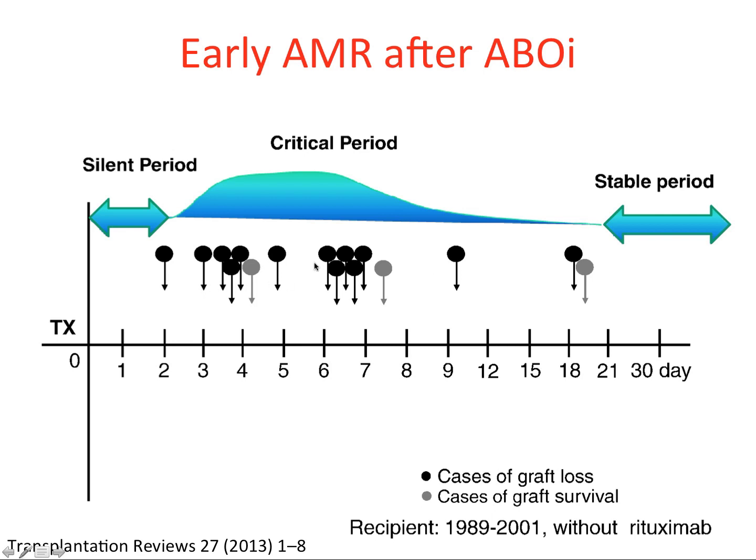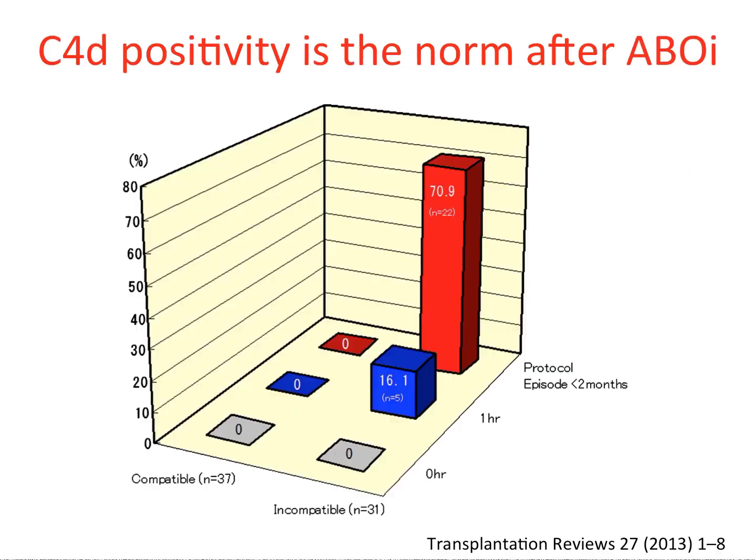And in this review, they describe a sort of critical period after ABO-incompatible transplantation, typically in the first 10 days, when you can get aggressive humoral rejection and potential graft loss. But once you get beyond that critical period, these grafts do seem to behave much the same as any other transplants.